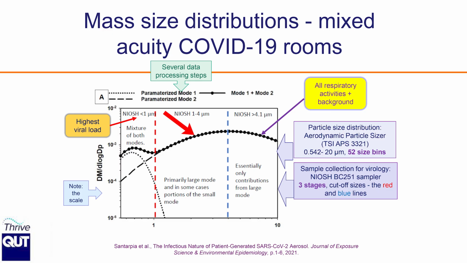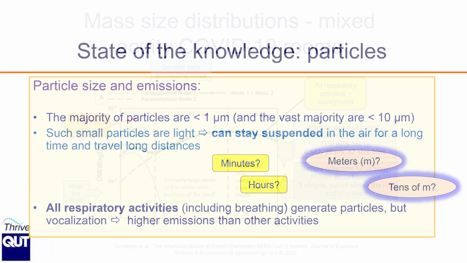So basically this line shows the size distribution of all particles, but the most important is this bit. The highest viral load was on the NIOSH stage 1, which is particles smaller than 1 micrometer.